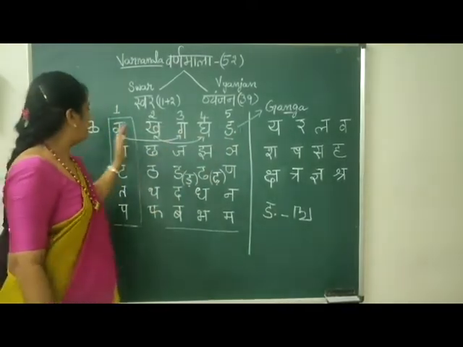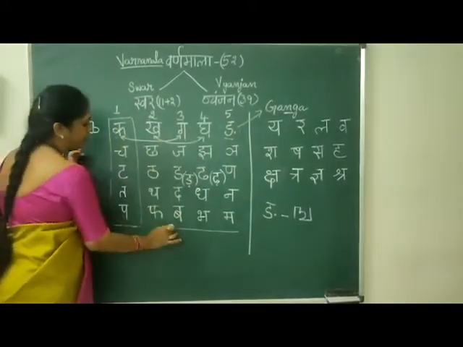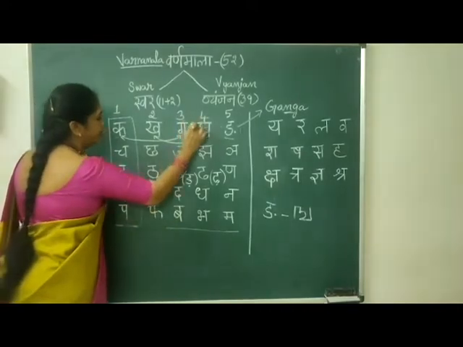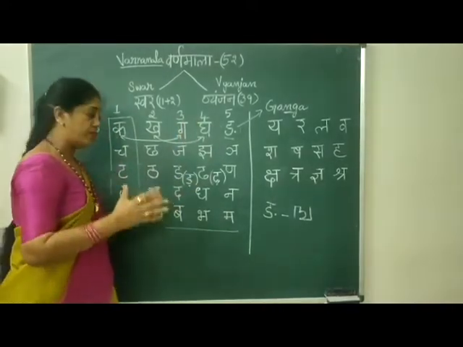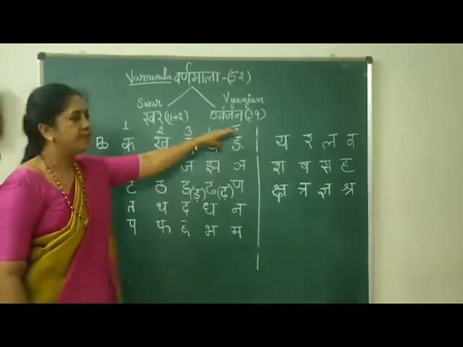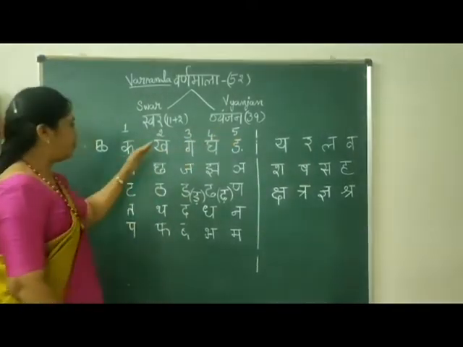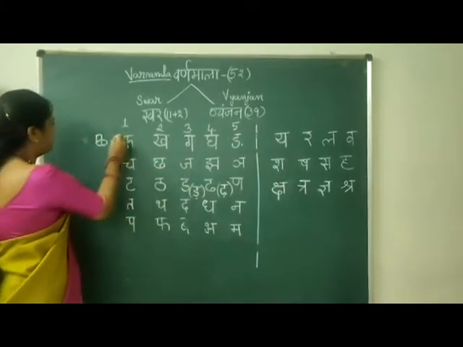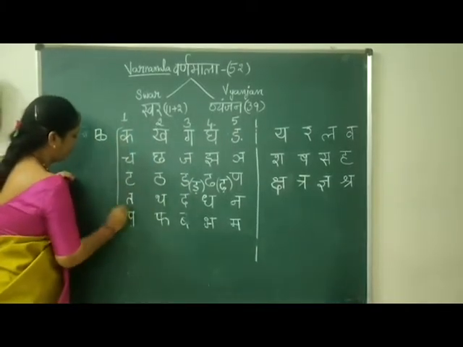Now I have told you the first row and the third row are light sounds, and the second row and the fourth row are pressure sounds. I have told you there are 39 letters in total. How? These are 25.